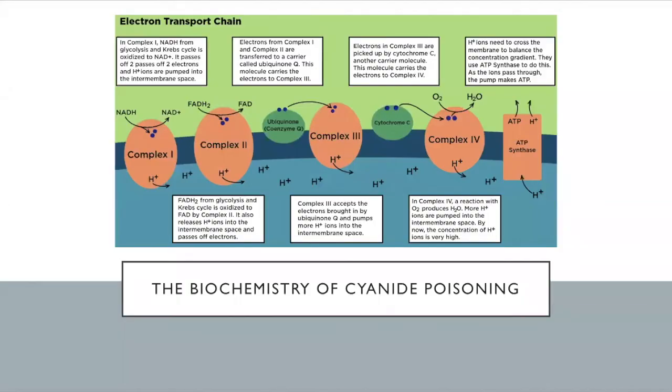The biochemistry of cyanide poisoning. Cyanide poisoning disrupts the process of oxidative phosphorylation by inhibiting specific complexes in the electron transport chain. The electron transport chain is a series of reactions taking place in the inner mitochondrial membrane that transfers electrons from NADH and FADH2 to O2. The energy released from these exergonic reactions powers proton pumps that move protons from the matrix across the inner membrane into the inner membrane space.